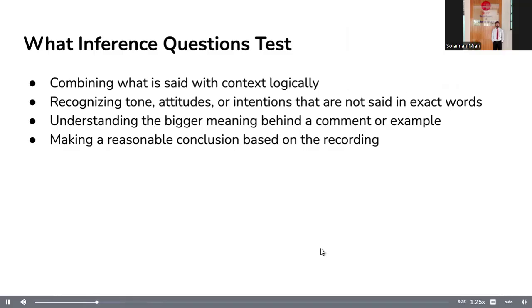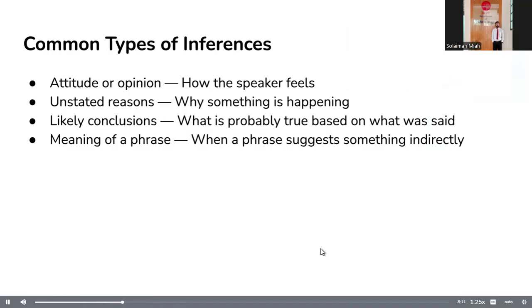These questions test whether you can connect the speaker's words with the larger meaning behind them. Often, speakers show their attitudes or intentions through tone or short comments rather than long explanations, and inference questions check whether you notice those signals. You may need to combine a few pieces of information, such as a description, an example, or a reaction, to understand what the speaker is really communicating. Right, so let's take a look at what kinds of inferences you'll be expected to make.